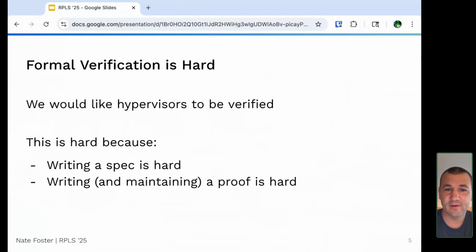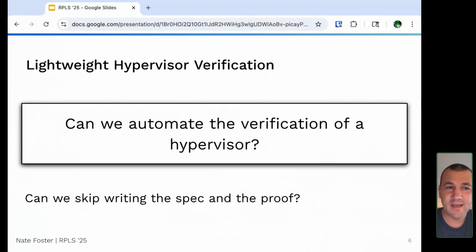So we'd like to verify these hypervisors. It's hard because of the complexity, but it's also hard because, if you think about doing this just from scratch in some kind of tool, you'd have to do a lot of work. You'd have to write a spec, and not just for the hypervisor, but probably for the instruction set. And then you'd have to somehow do a proof. And if you were doing this in the context of an ongoing development, you'd have, of course, to maintain that proof. So the question we asked in this work is, how far could we get being as lazy as possible?